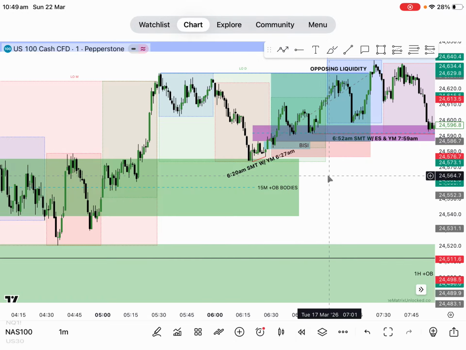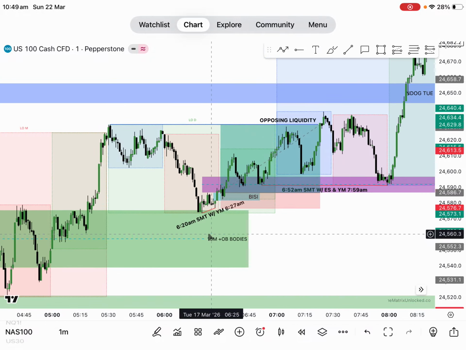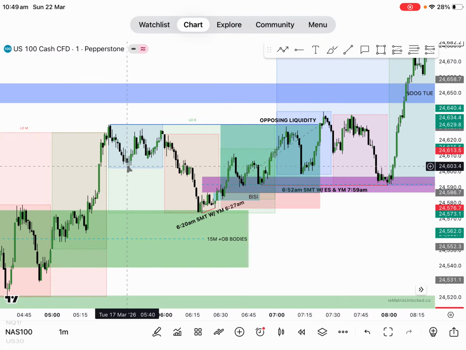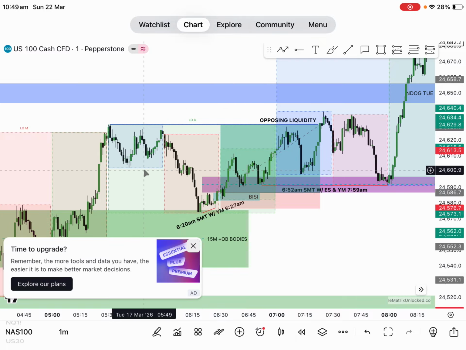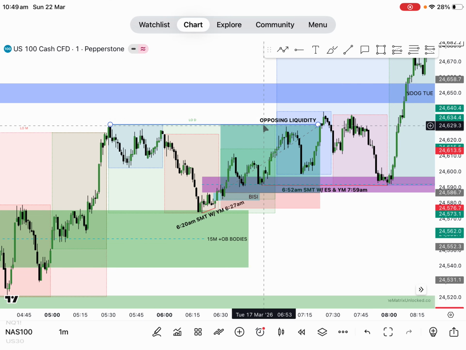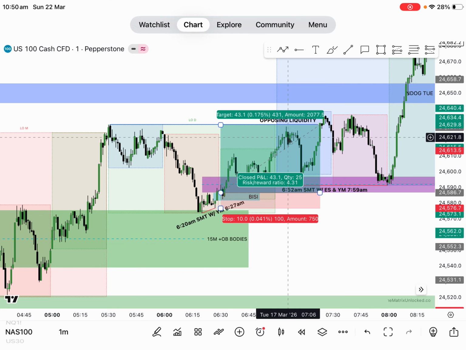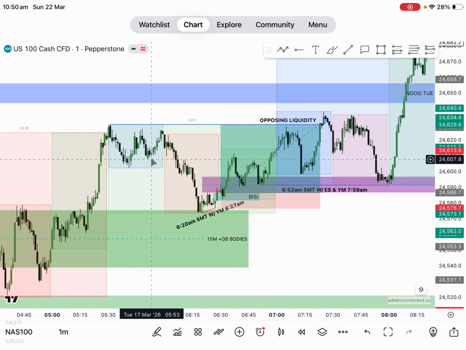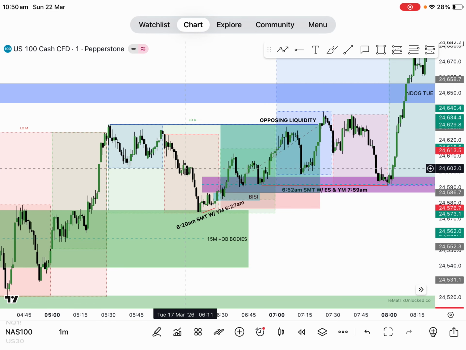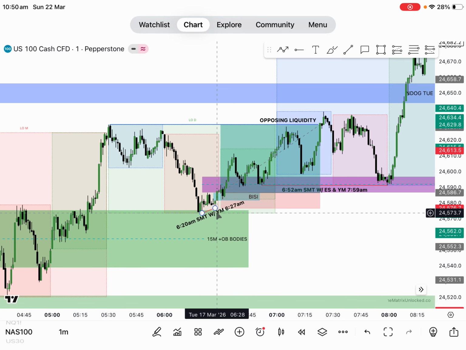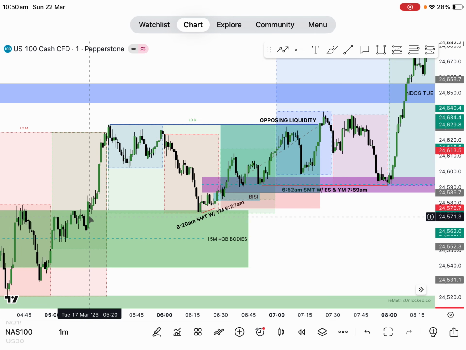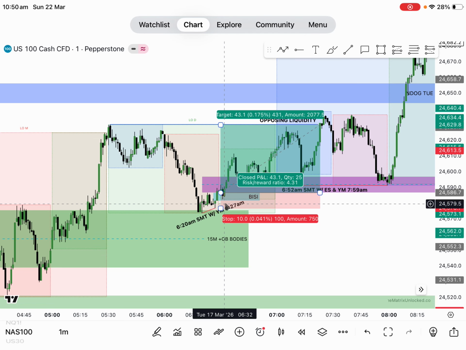Now 6:20 a.m. came. It gave another entry scenario. Liquidity is taken here because look, this is the London distribution cycle, but this is the 30 minutes of that London distribution cycle. So when it takes the 30-minute out and then another swing low out, and then it gives you SMT inside of the 15-minute order block bodies overlapped with this small BC, boom, you take the trade.